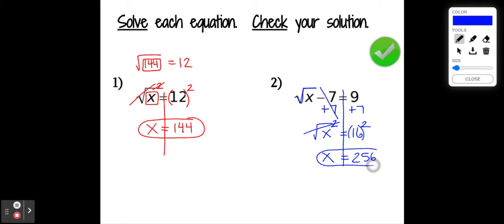So let's go back, and we're just going to plug that back into the original equation and see if this worked out. So here I got the square root, and instead of the x here, my answer is 256. And then minus 7 equals 9. So the square root of 256, that's a perfect square. That's 16. So if I take 16 minus 7, does it equal 9? And yes, it does. It checks out.